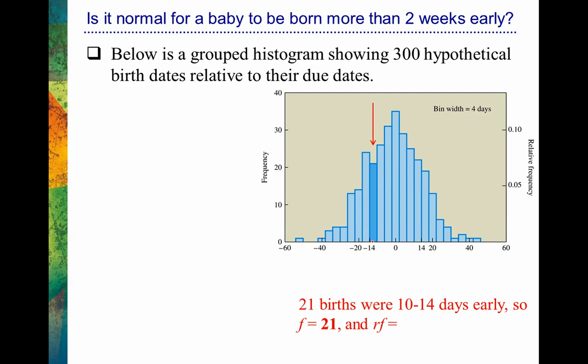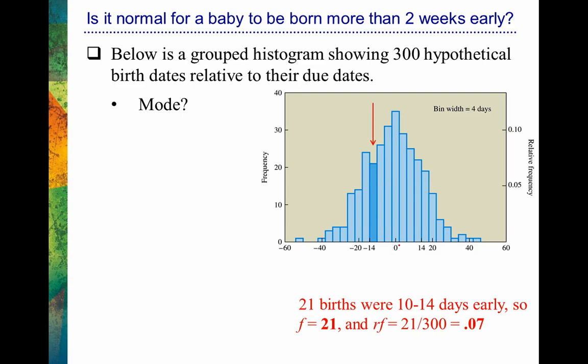So we're just trying to understand this graph at this point. Here we'd see that 21, because again, I'm looking at the frequency column over here, 21 births were between 10 and 14 days early. So that's the frequency. And if we want to figure out the relative frequency, we'd look at that 21 relative to the 300 births. So here, 21 divided by 300 would equal 0.07 or 7%. And that makes sense because when we follow this bar out this way, we can see that the relative frequencies are charted, and that's about 7%. So again, we're just trying to make sense of what we're seeing here in this graph so that we can answer this question.